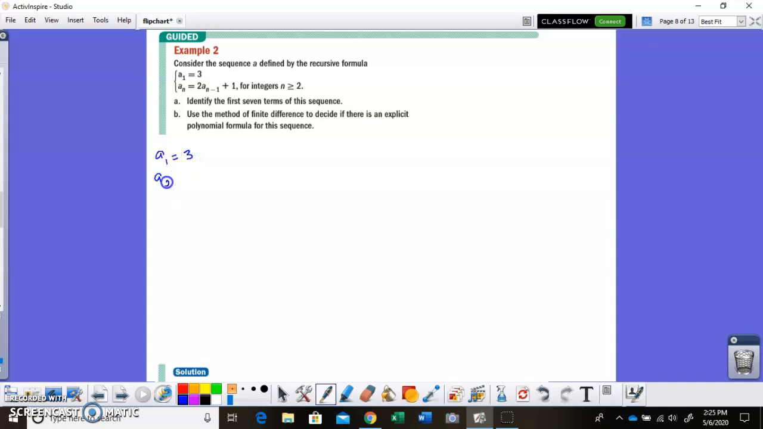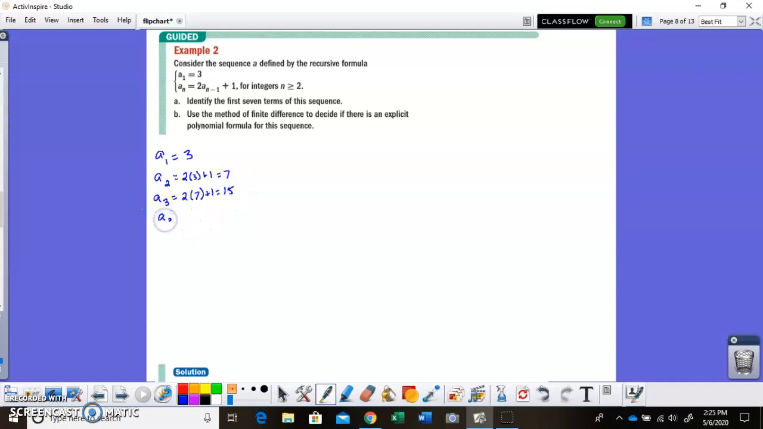The second term is calculated by substituting in the term before it. It says 2 times the previous term plus 1. So we're going to do 2 times 3 plus 1, and that's going to get us 7. To get the third term, we're going to do 2 times the previous term, which is 7, and add 1. So that's 14 plus 1 is 15.